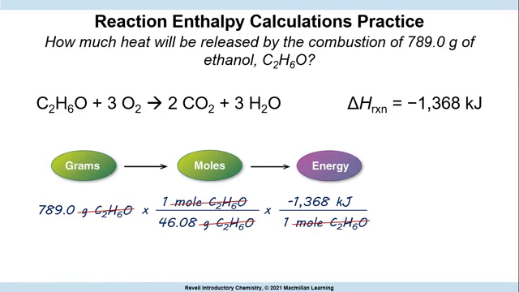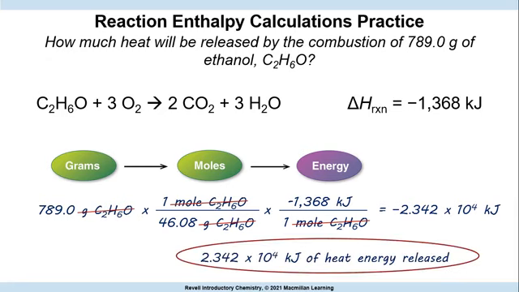If you carry out that calculation, you will see that it gives us minus 2.342 times 10 to the 4 kilojoules. The minus just shows you that it is an exothermic reaction. So the amount of heat that it actually gives out is 2.342 times 10 to the 4 kilojoules. So that is how you do the calculation.